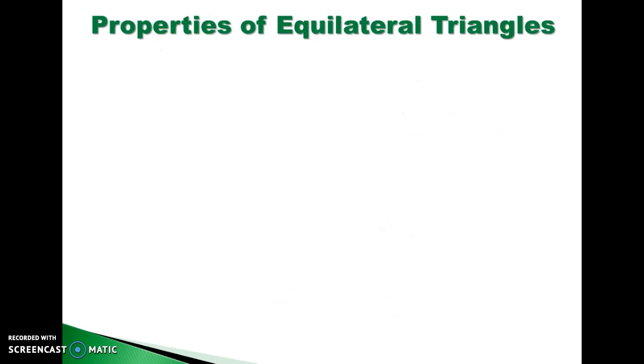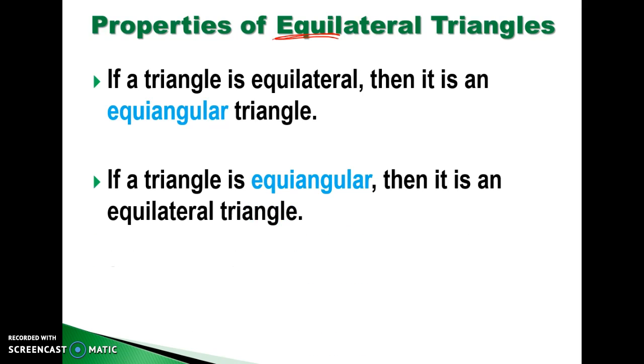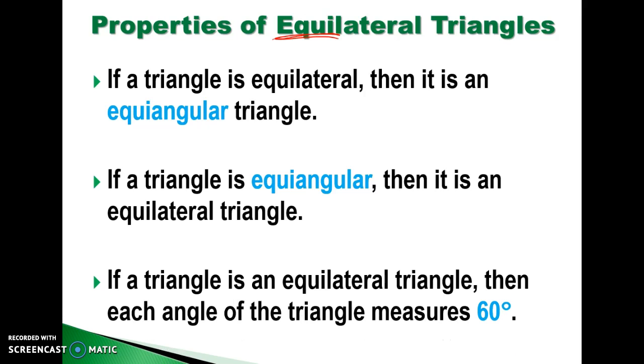Properties of an equilateral triangle. Keep in mind that this says equal. It'll help you understand which one's which. If a triangle is equilateral, then it is also equiangular, meaning all the angles are the same. If a triangle is equiangular, then it is an equilateral triangle. That is a converse, meaning it goes backwards. If a triangle is an equilateral triangle, then each angle of the triangle measures 60 degrees.